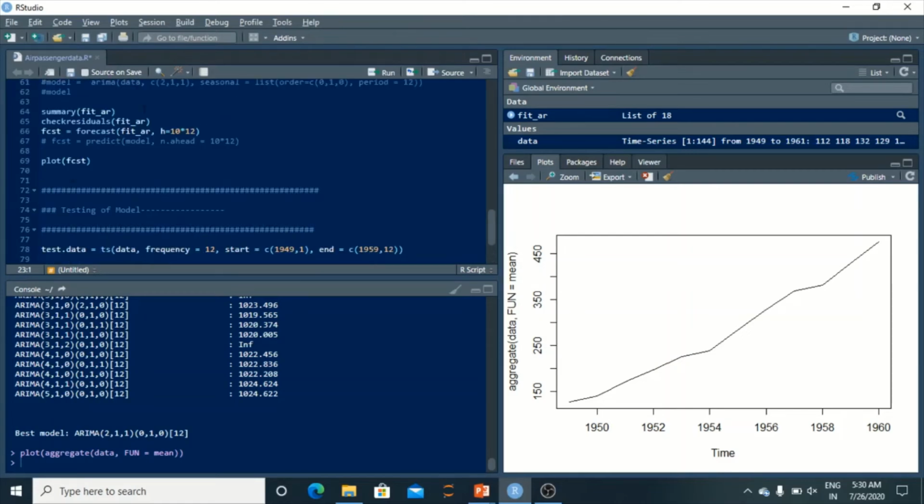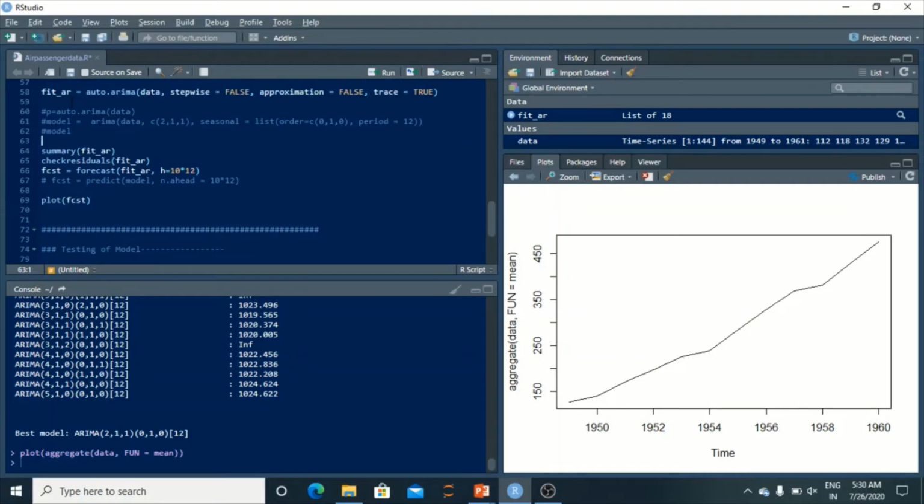So we already fit the model. Before going to analyze or predict, I just want to explain what this model actually shows. The best fitted model for us is ARIMA (2,1,1)(0,1,0)[12]. So what is this 2? This is the P parameter. ARIMA, P, D, Q. I will type it here. What is ARIMA? ARIMA has three parameters, which are P, D, and Q.